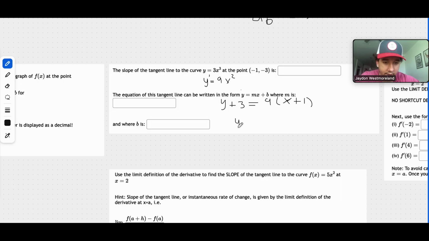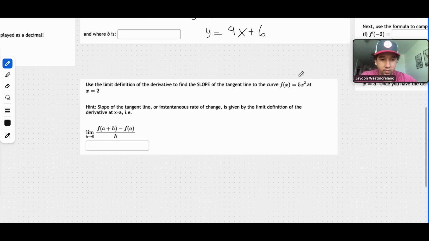And that's going to give me y is equal to 9x. Again, I'm just distributing. And then I'm going to subtract 3 here, which is going to give me plus 6. Again, I'm going to do the same thing. I'm going to move this out in front, subtract 1. That's going to give me 10x.